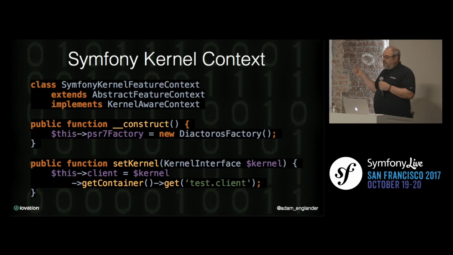Then you get to the kernel context. So in here, we're implementing kernel-aware context, which is what you get from that Symfony 2 extension. It's going to inject the kernel using a setter into your context. And then we're extending the abstract feature context. But in our constructor, we're building the Diactoros factory from the Symfony HTTP translation between PSR7 and that.